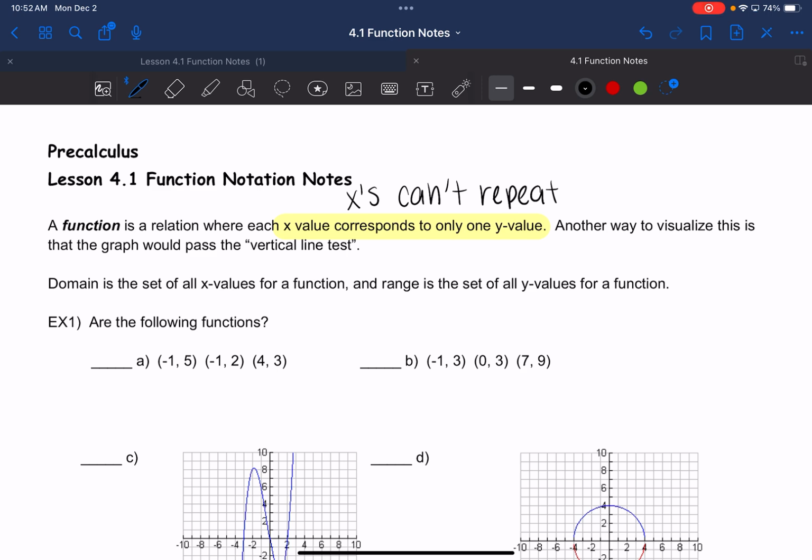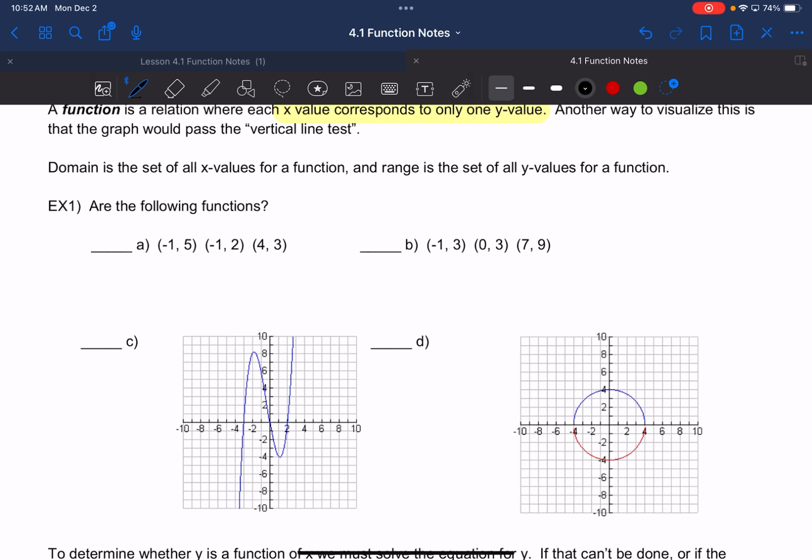So that being said, they give us some functions in a variety of ways here. For A and B, they write them as coordinate points. For C and D, they drew a picture. They just want us to answer yes or no if we think that they are a function. So what do you guys think about A? No, why not? Right, those x's repeated right there. So that'd be no. What about B?